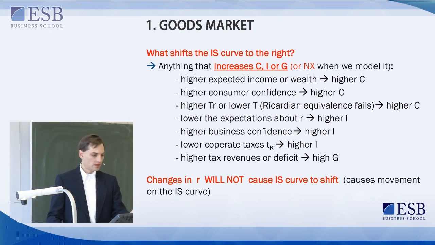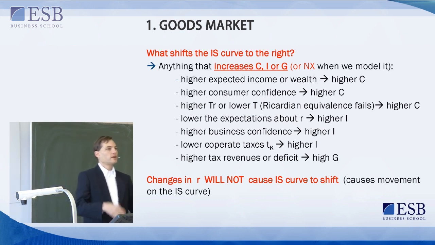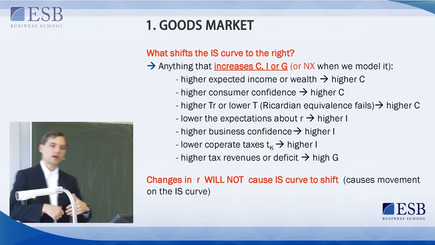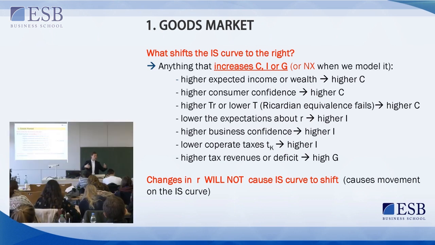Another issue: suppose there are higher transfers. So the government gives you more money, for families, for instance. They increase the transfer payments for families, or they lower the taxes. Well, then you have more money in your pocket. And in a simple way you would conclude, well, then I can increase my consumption. That will in the end lead to a shift to the right of my IS curve.